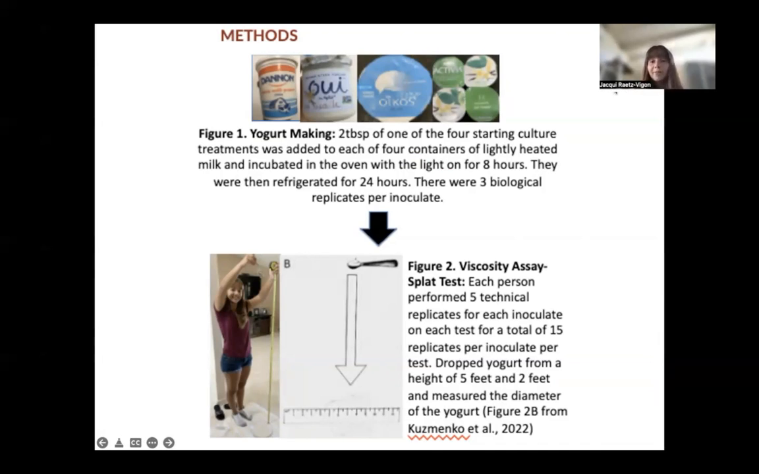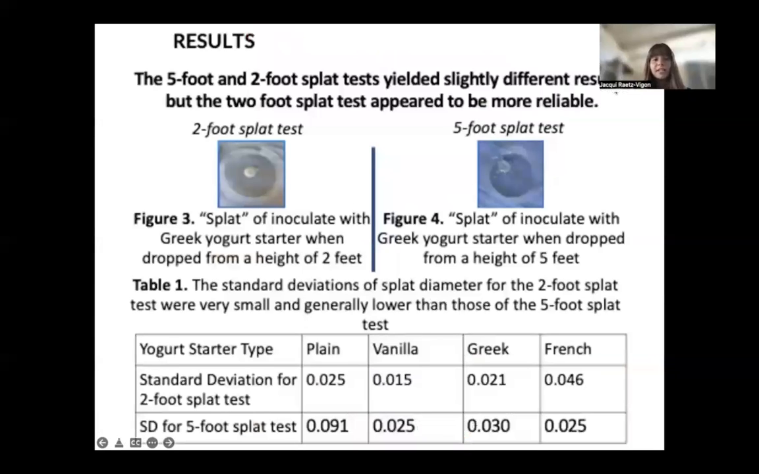We measured the diameter of the splat at the widest point. The wider the splat, the less viscous the yogurt. We found that the 2-foot splat test was more reliable than the 5-foot splat test.